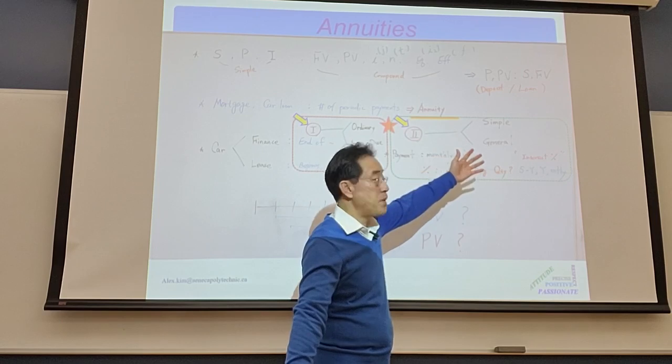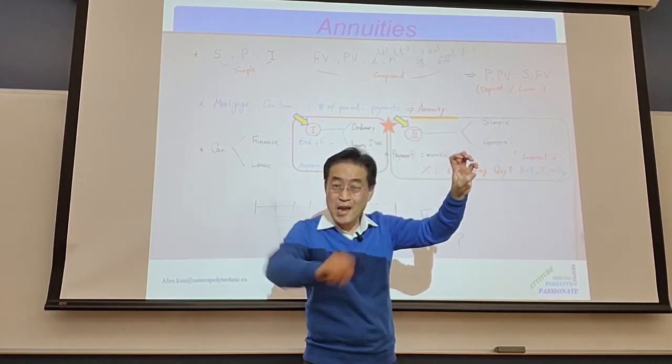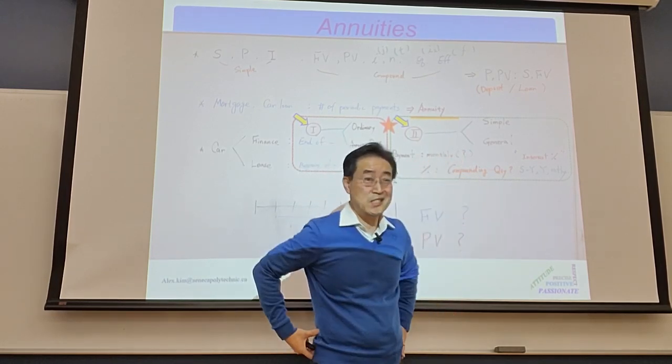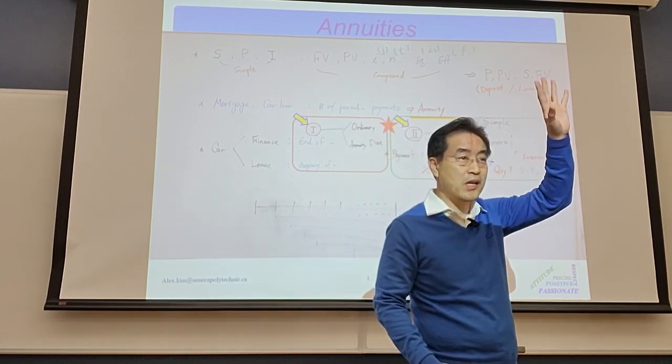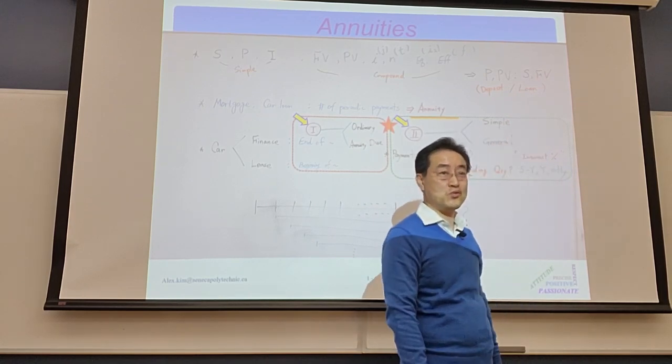Then, between interest compound period and payment period, they are the same, then we call simple. But interest quarterly, payment monthly different. Then we call general.